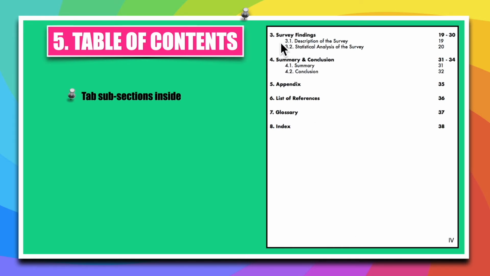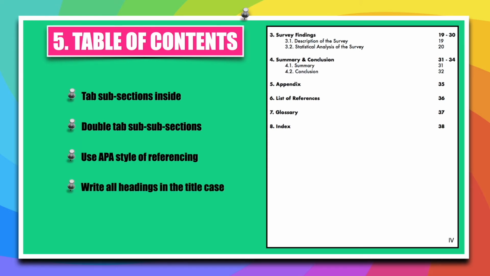Here is an example. It is tabbed here. You can see, in case you have subsections, you need to double tab it inside. For the list of reference, you need to use the APA style. I'll talk more in detail about the APA style in the fourth and last video on this topic.